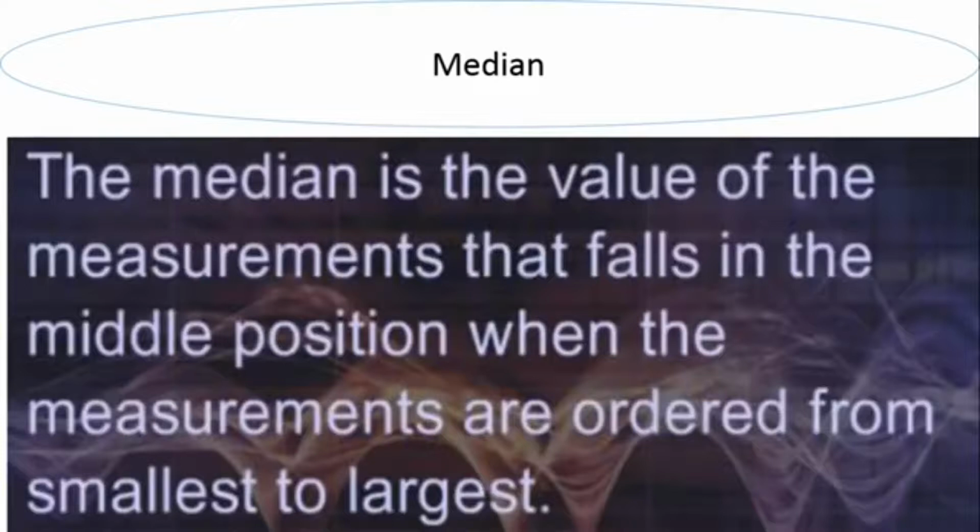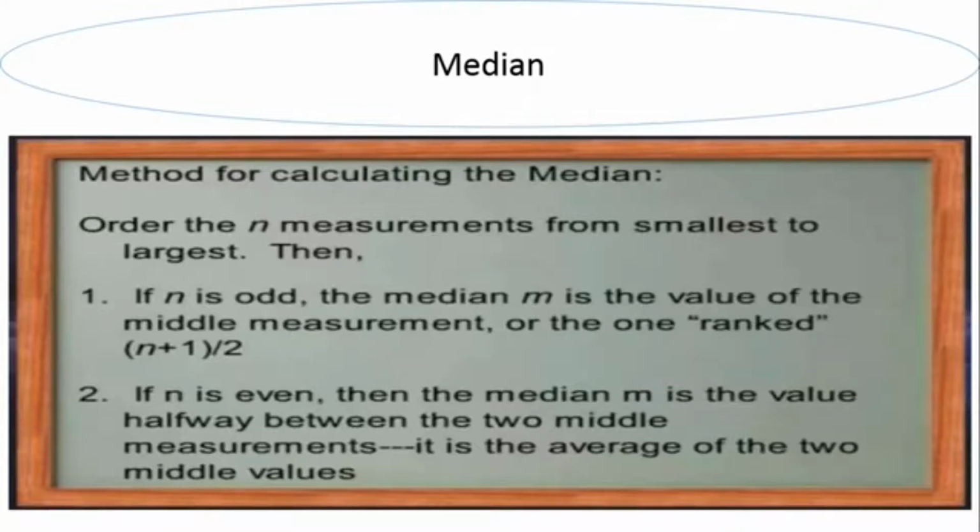But the median is the value of the measurement that falls into the middle position when the measurements are ordered from smallest to largest. So you search for the middle position when you classify your observations from the smallest to the largest. So I can show you a different method to compute the median. The first case is where the number of measurements is an odd number. When you have an odd number, the median m is the value of the middle measurement, or the one ranked (n plus 1) divided by 2.